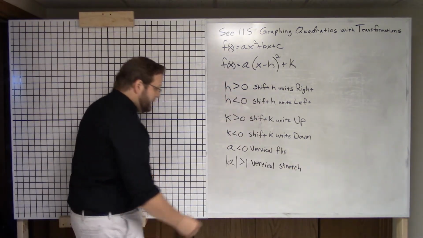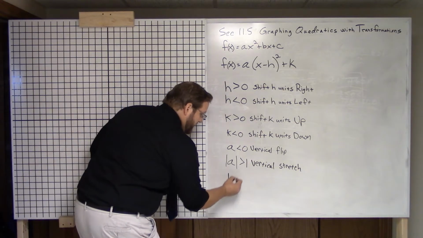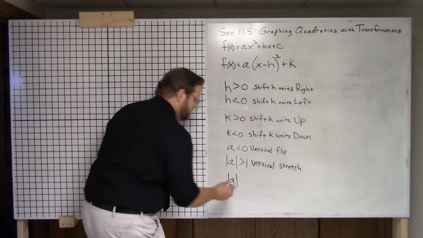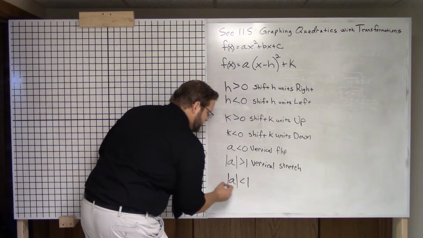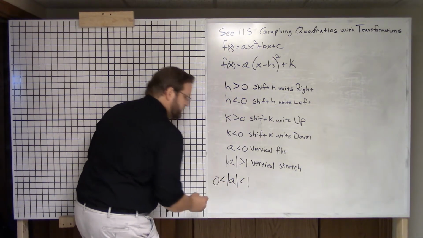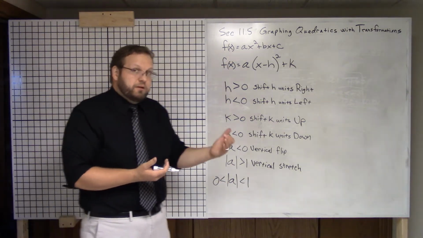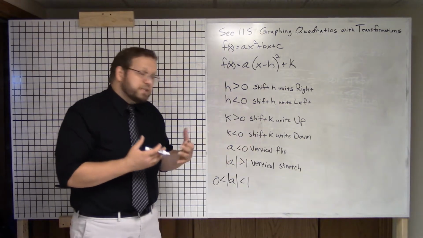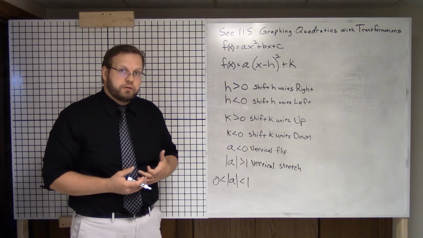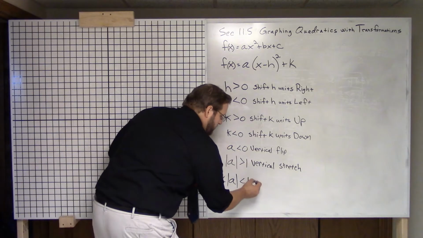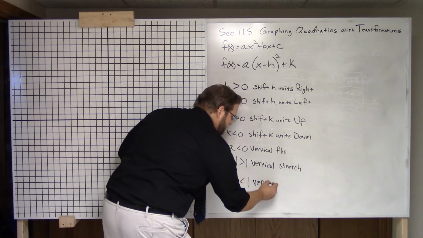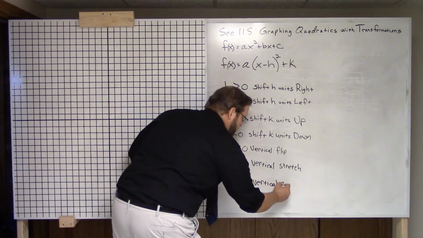And then if that absolute value of a, we don't want to say less than 1. We want to say less than 1 but bigger than 0, because again, we have to be bigger than 0 because of absolute value. So it's like a half or a third. Then we have what's called a vertical compression.